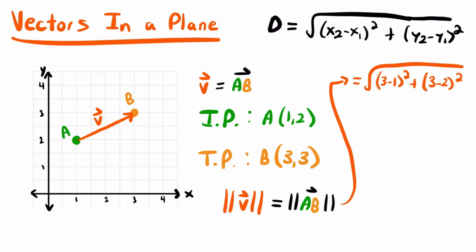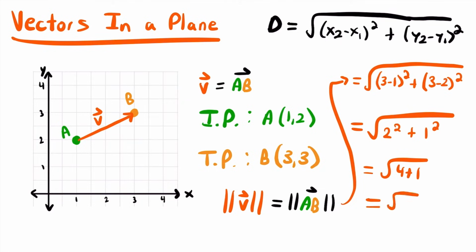All right, now if we simplify, this will be equal to the square root of 2 squared plus 1 squared. And 2 squared is 4, and 1 squared is 1. So this is equal to the square root of 4 plus 1, which is equal to the square root of 5. Okay, and so by using the distance formula, we are now able to calculate the length or the magnitude of this vector, vector v. The length of our vector is the square root of 5. But now let's draw a second vector in this coordinate plane.